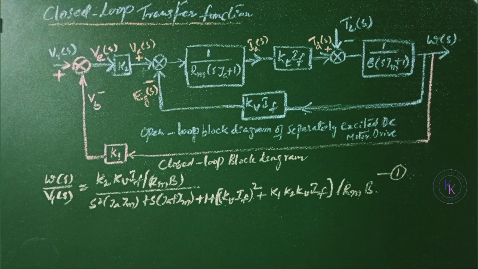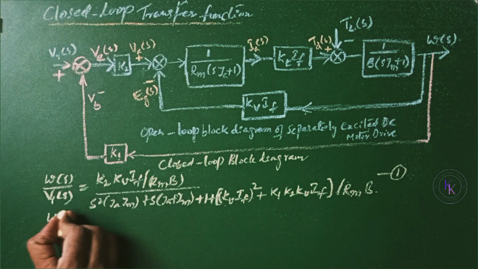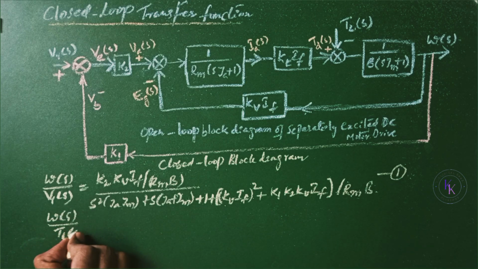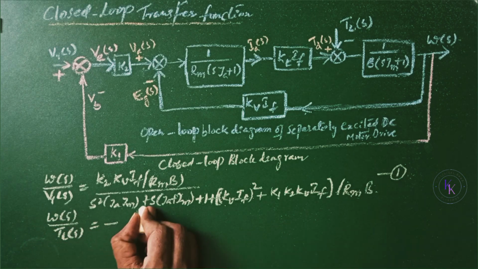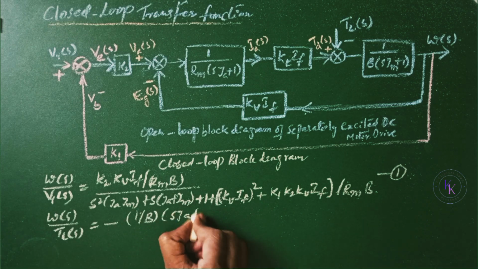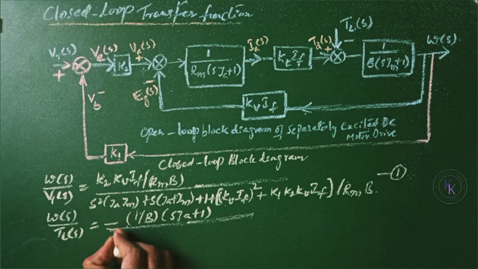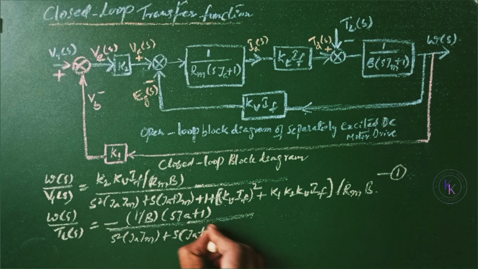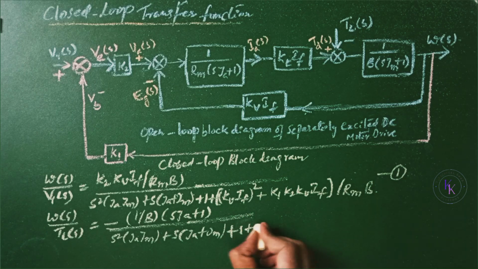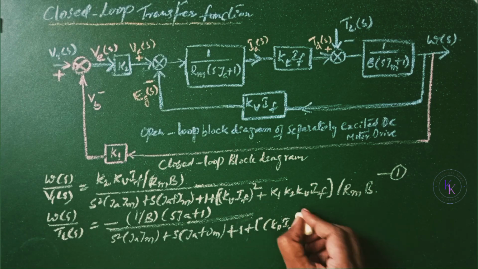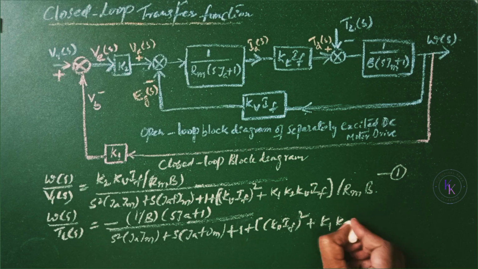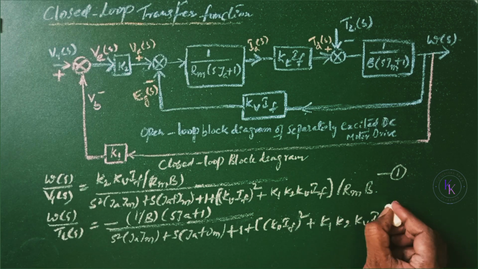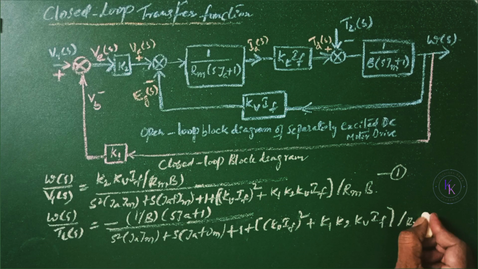Now, the response due to the change in the load torque TL can also be obtained by setting VR equal to 0. Then the transfer function will become omega(S) divided by TL(S) equals minus 1 by B, (S tau A plus 1) divided by S square tau A tau M plus S (tau A plus tau M) plus 1 plus (kV IF) square plus K1 K2 kV IF divided by Rm B.